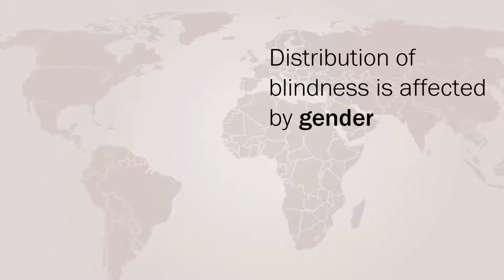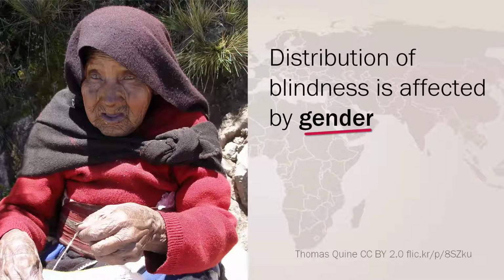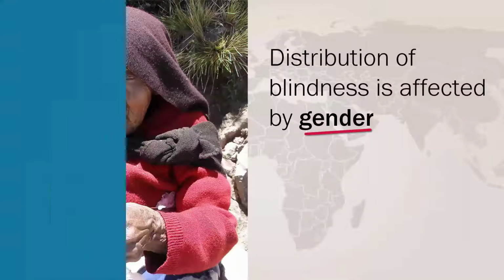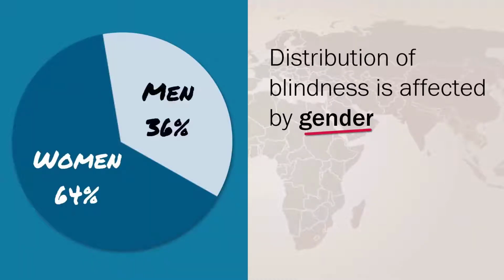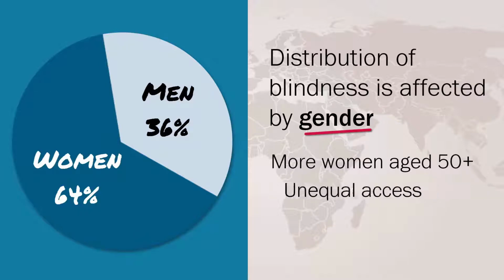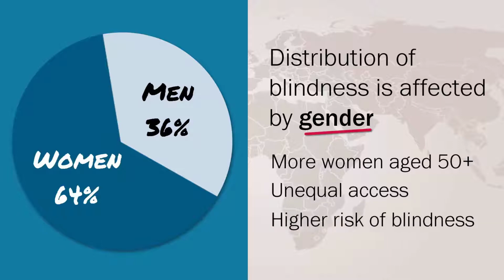Distribution of blindness is affected by gender. Most surveys around the world have found more blind women than men. A study in 2001 estimated the gender distribution of global blindness as 64% women and 36% men. The main reasons for this are: there are more women than men over the age of 50 in most populations. Women often do not have equal access to eye care services. And women are at a higher risk of blindness from certain conditions, for example trachoma.